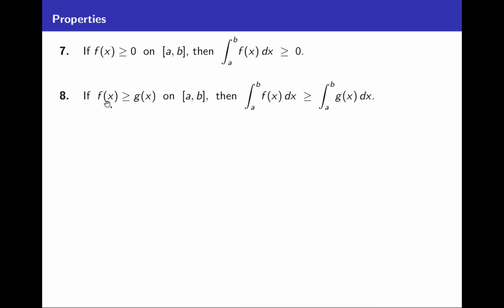Also, it seems to make sense intuitively that if f of x is greater than or equal to g of x on the interval from a to b, then the integral from a to b of f of x dx is greater than or equal to the integral from a to b of g of x dx. And to see why, the rectangles going up to the function f of x would be taller than the rectangles going up to g of x. So it makes sense that the first integral is going to be a bigger number than the second integral.